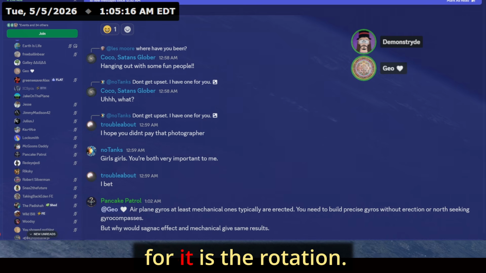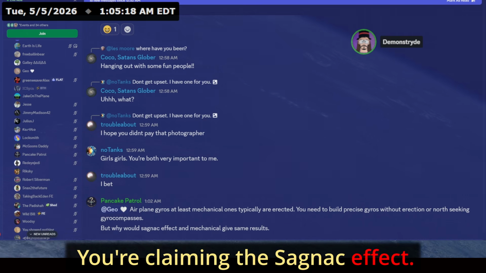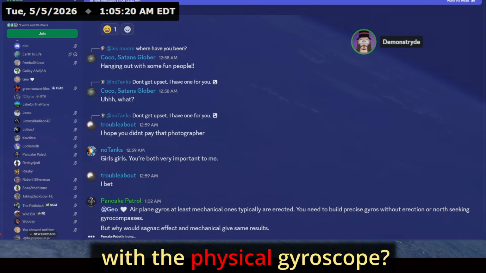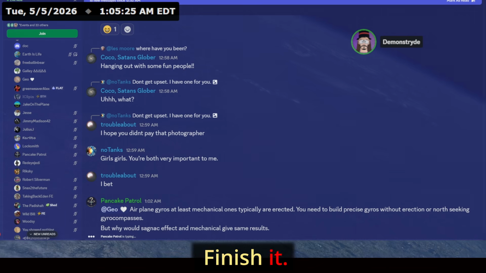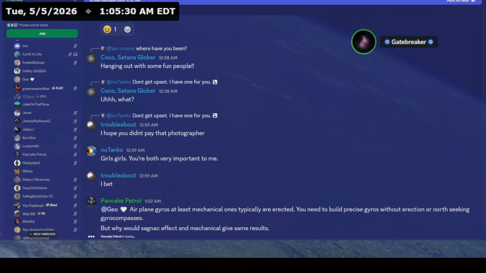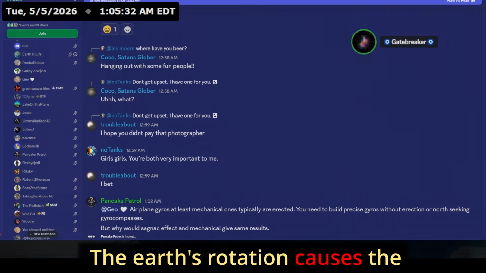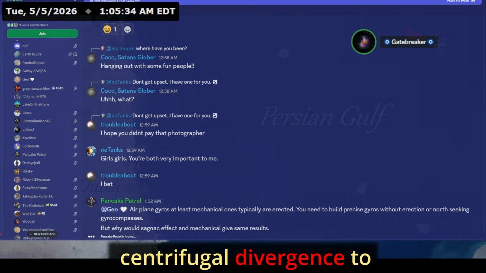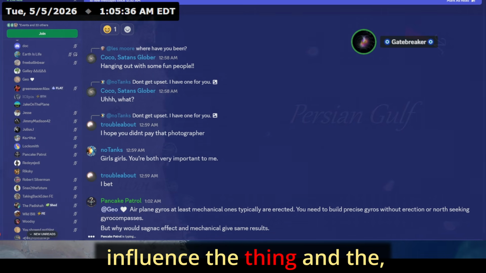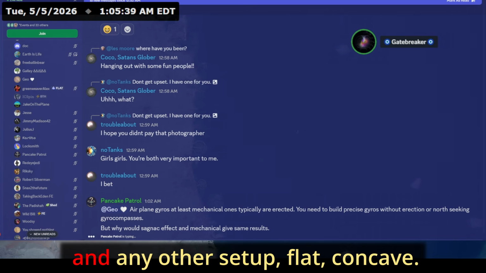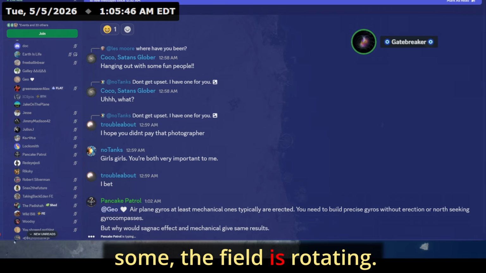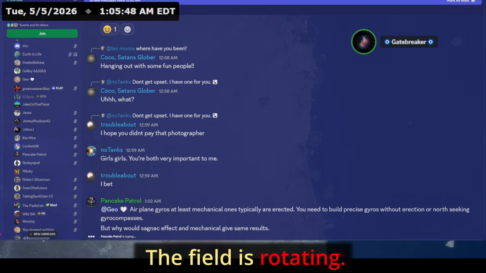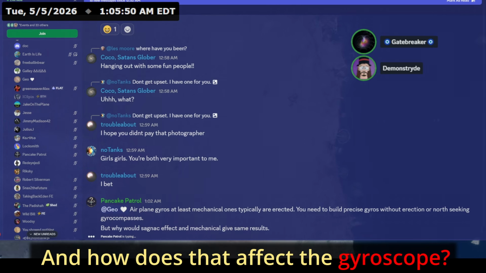The explanation for it is the rotation. You're claiming the Sagnac effect. How is it interacting with the physical gyroscope? I know you're making the claim, but don't just make the claim. Finish it. Tell me how it's interacting. Same thing. The Earth's rotation causes the centrifugal divergence to influence the thing, and in any other setup, flat, concave, if the Earth's stationary, the field is rotating. And how does that affect a gyroscope?